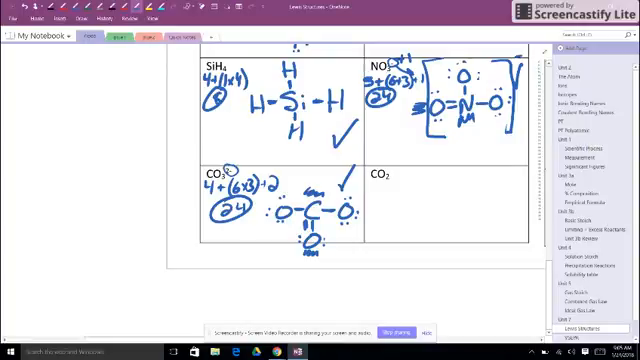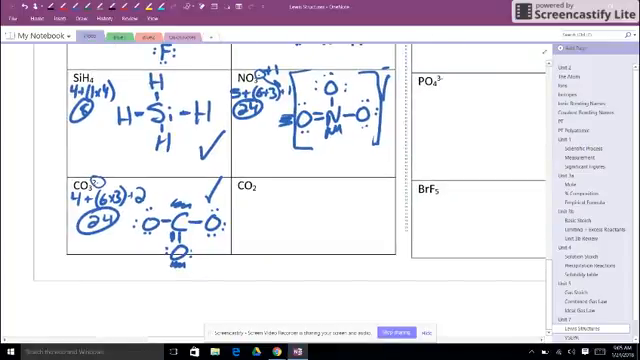Okay, the last example here, and the practice one, is carbon dioxide. Carbon has 4 valence electrons. The oxygens have 6 each times 2. So we have 16 electrons available for bonding in this molecule. Let's get carbon in the middle. Let's get the oxygens on both sides.